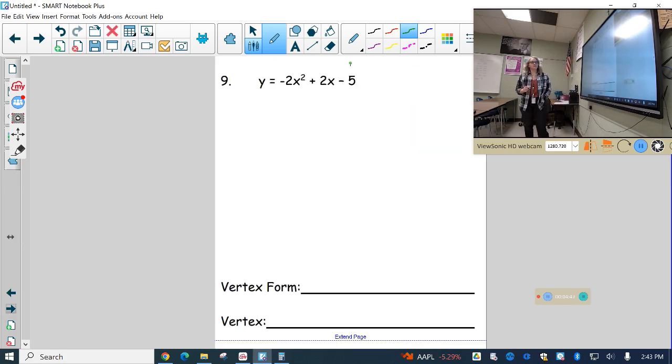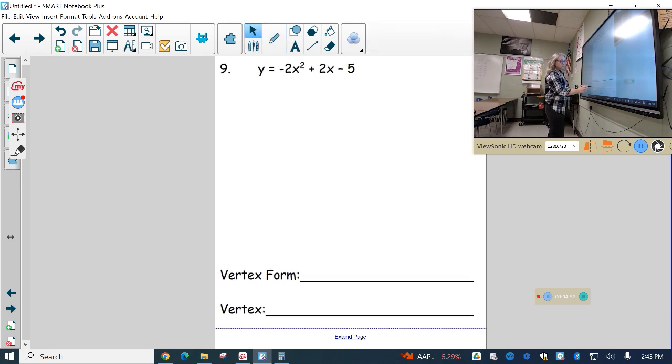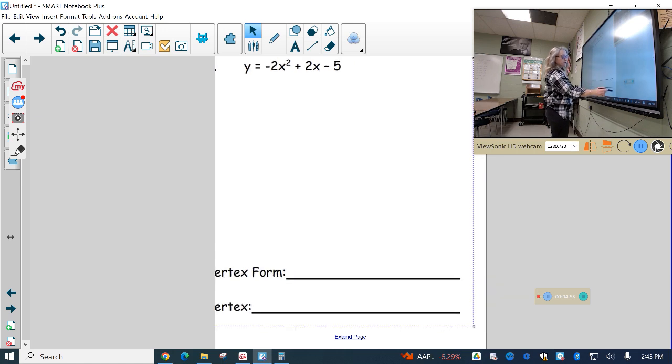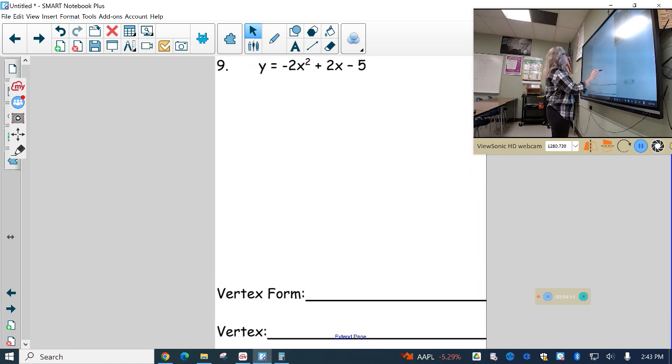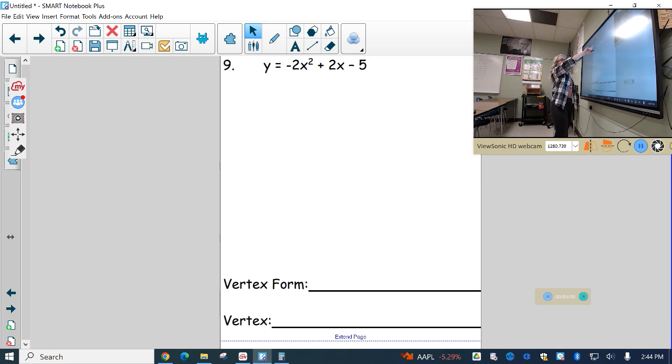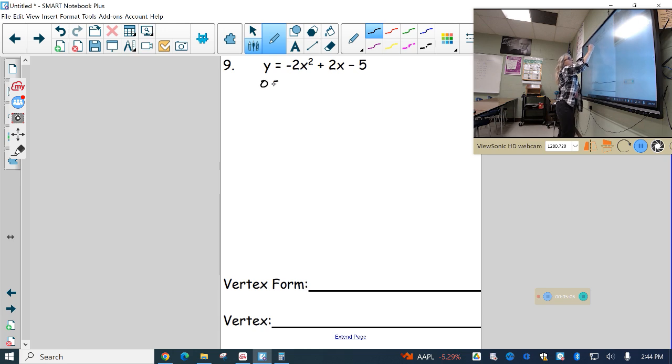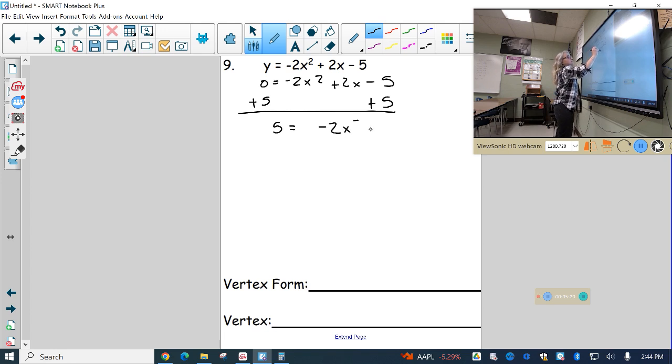Now completing the square to find the vertex is a little bit different. This is number 9 on your worksheet. Let's go ahead and work on this one. First thing I'm going to do is switch my y over and change my y to 0. So I have 0 equals negative 2x squared plus 2x minus 5. Just like to solve for the intercepts, I'm going to take my constant 5 to the other side. So I have 5 equals negative 2x squared plus 2x.